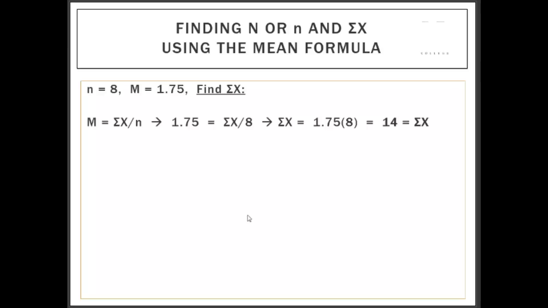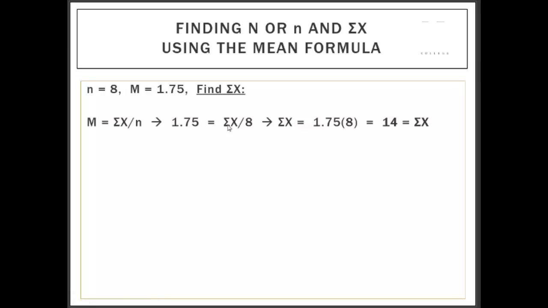So one way that you can think about it is algebraically manipulating the mean formula to work for you. I usually start off by just plugging in the values that I have based on the original mean formula. So M equals sum of x divided by n. I know what M is, it's given to me, so I replace M with 1.75. I know what n is, that's given to me, it's 8, so I just replace n with 8. And then I leave sum of x as sum of x, because I don't know what that is yet, I need to figure it out.